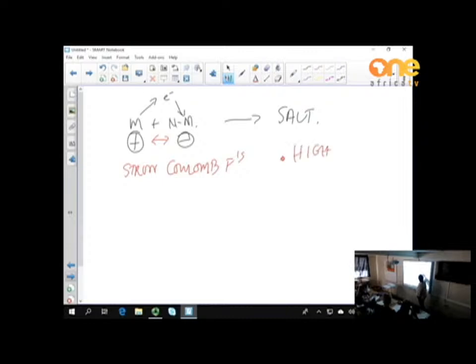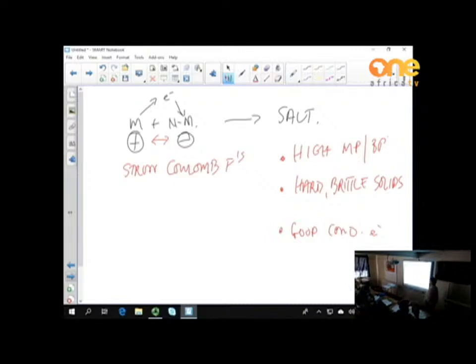High melting and boiling point. Yes, good. Conducts electricity when dissolved or molten. Hard, brittle, solid. Yes, electrostatic would also be fine. Strong Coulomb forces or electrostatic forces. Are you with me? All right.